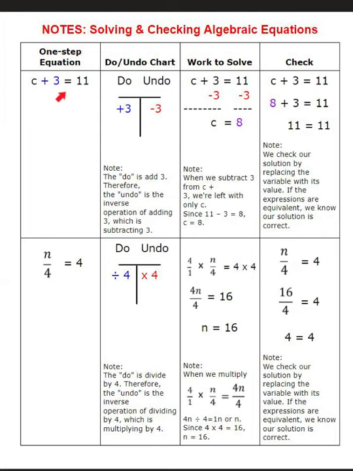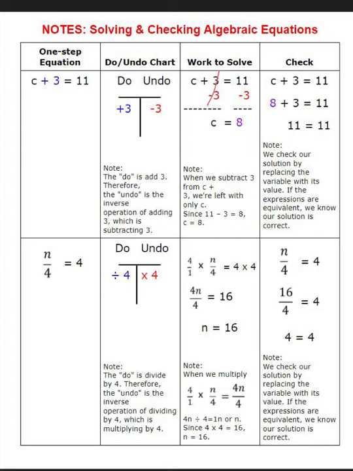We have c plus 3 equals 11. You have this do-undo chart. So if you see what's being done, it's adding 3. So to undo adding 3, you subtract 3. C plus 3 equals 11. So you can see I subtracted 3 on both sides. That would cancel these 3's out. 11 minus 3 gives you 8.